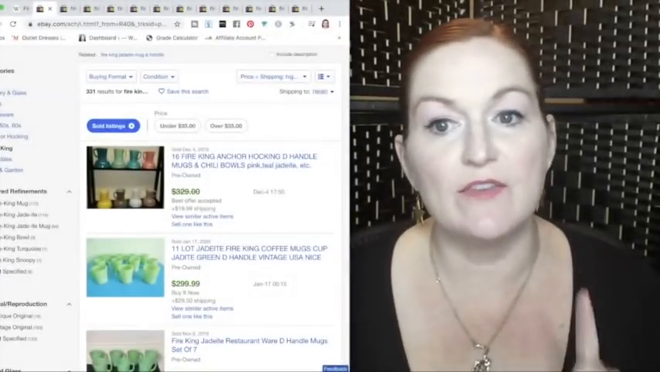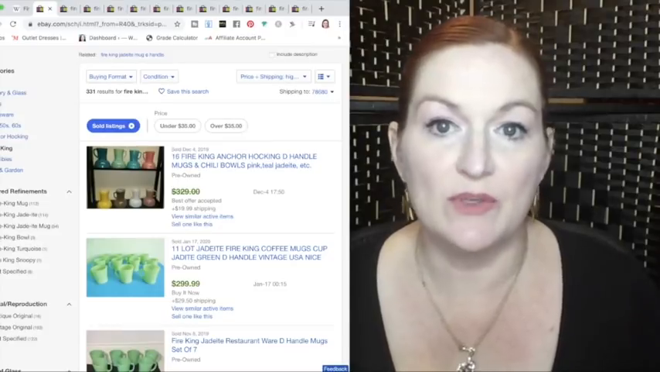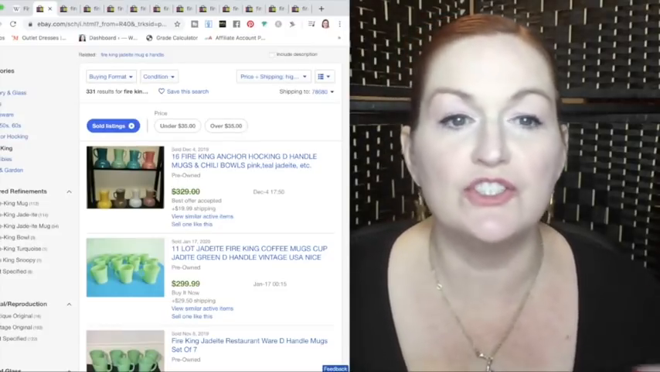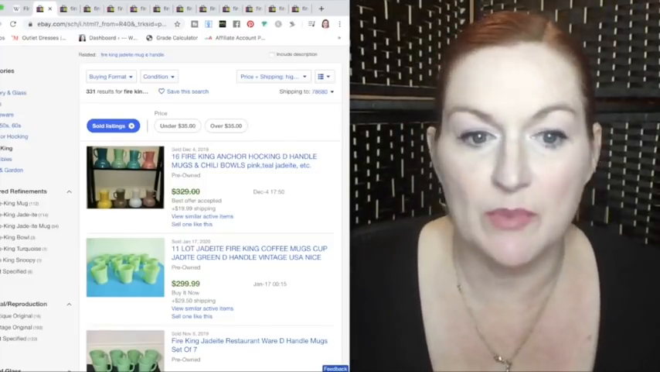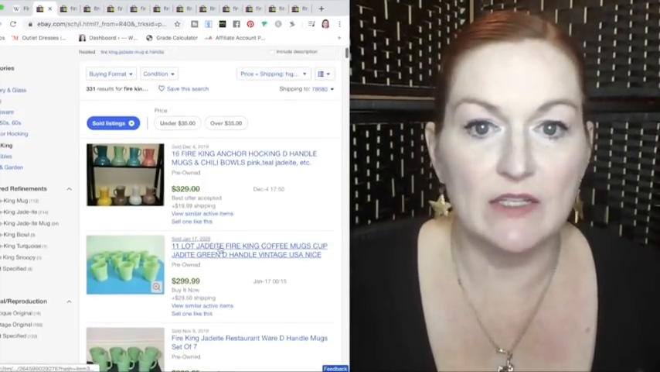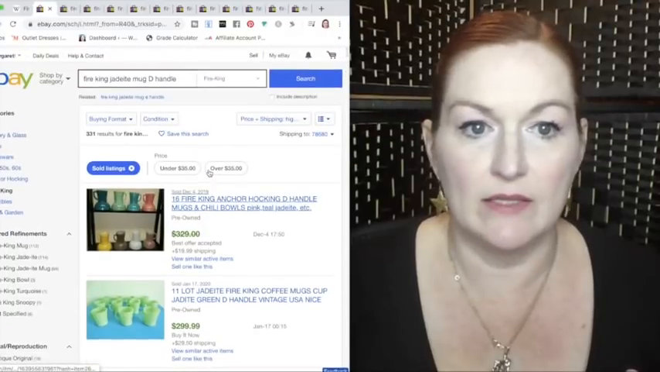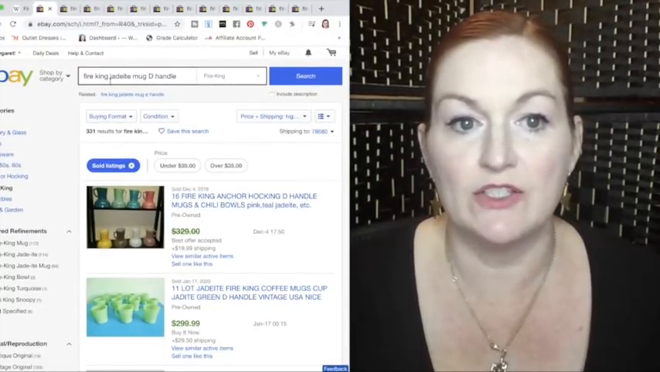So the first style of mug that is a Fire King that I want you to keep your eyes out for are jadeite mugs. And what those are, they look kind of like a milk glass, but they're green. So let's take a look. I have my eBay listing here. I searched Fire King jadeite mug.